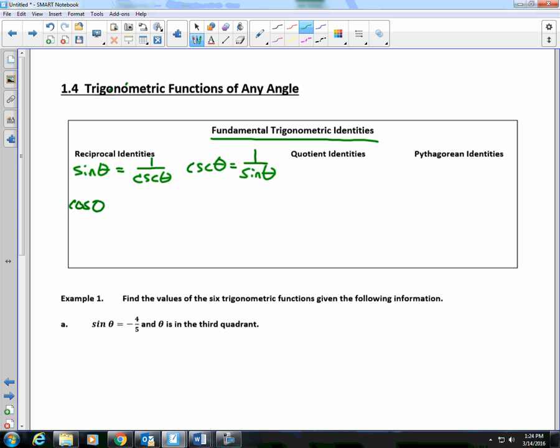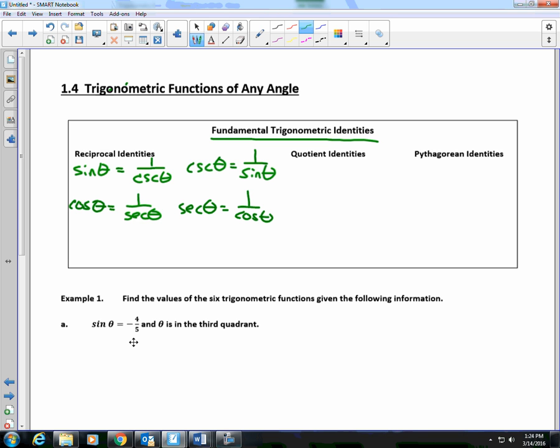Cosine of theta is equal to 1 over secant. Secant is the reciprocal of cosine. And so 1 over cosine, whoops, sorry. So we also know that secant is equal to 1 over cosine.